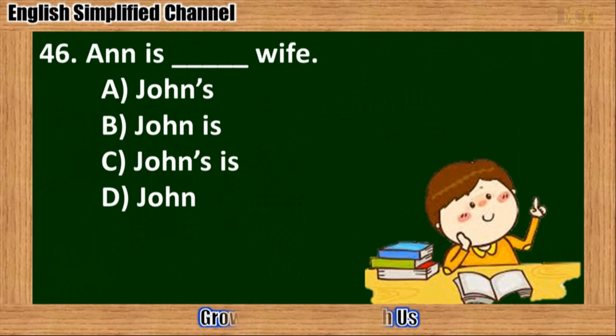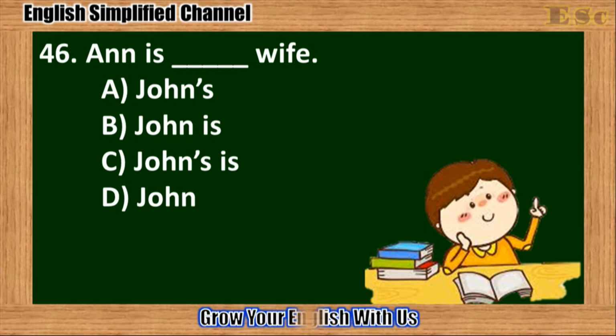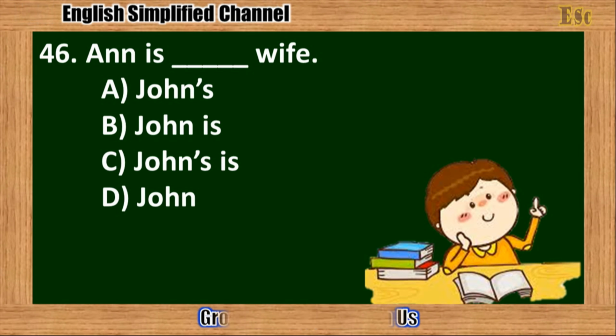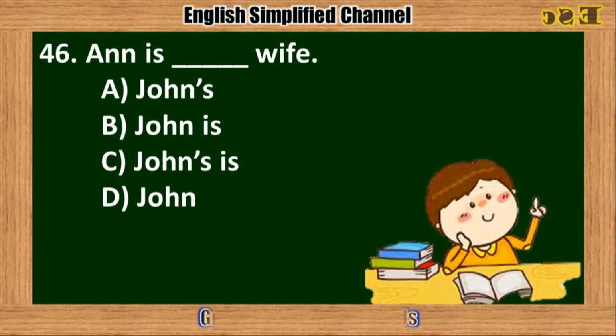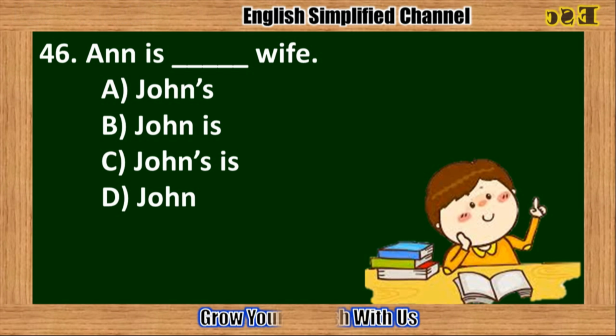Number 46. Anne is blank wife. A. John's. B. John is. C. John's is. D. John.